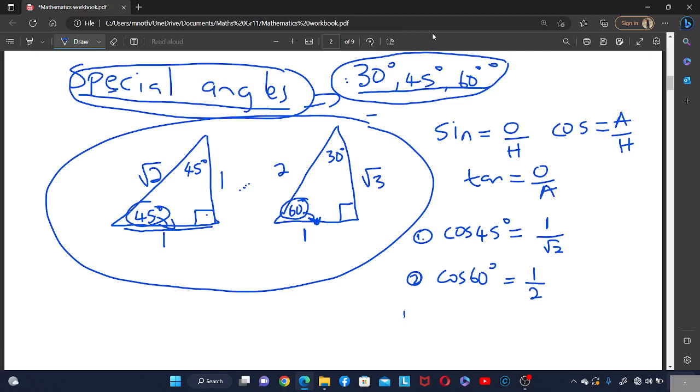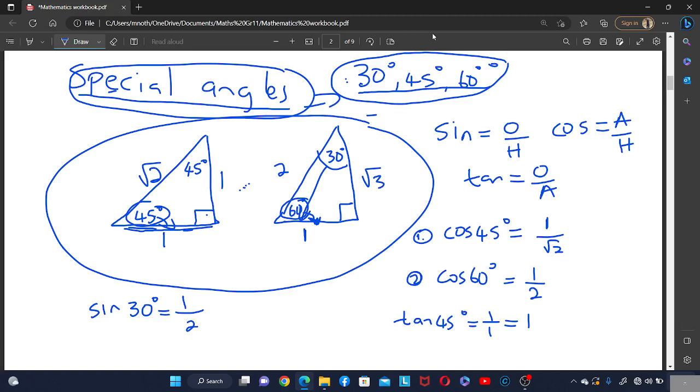And then tan 45 degrees. We know that tan is opposite over adjacent. So tan 45, the opposite one is 1. So it's 1 over 1, which is equal to 1. And then let's see sine 30 degrees. This one is the opposite side, it's 1, and then the hypotenuse is 2.